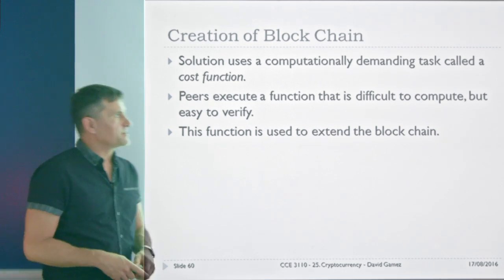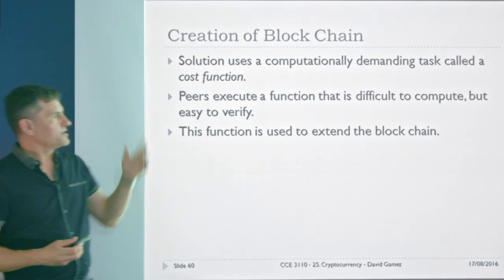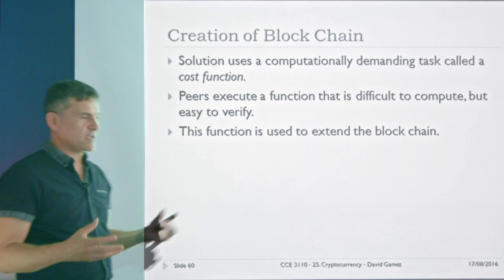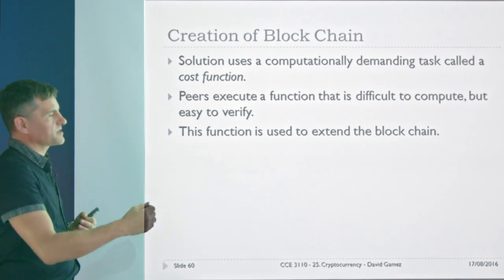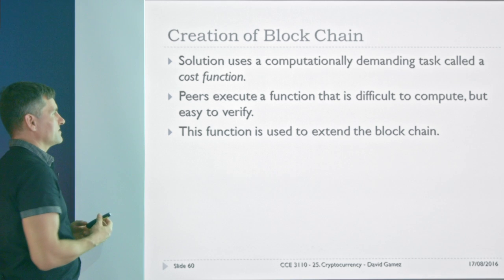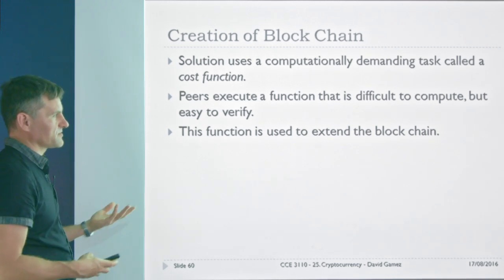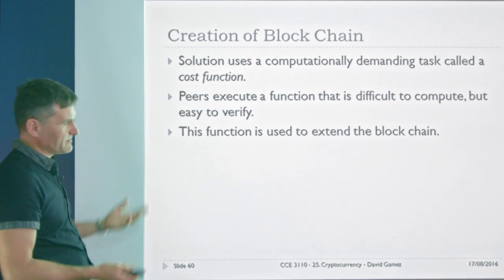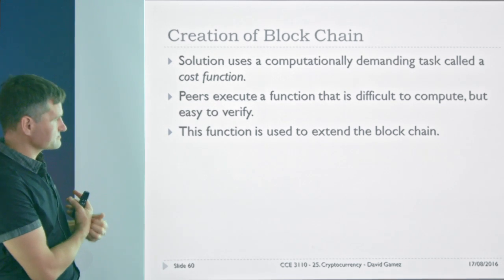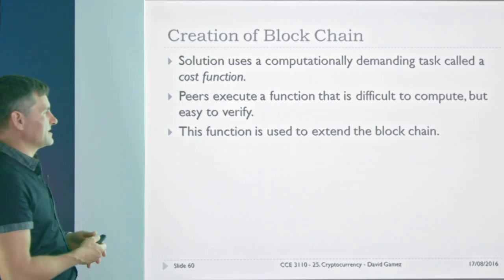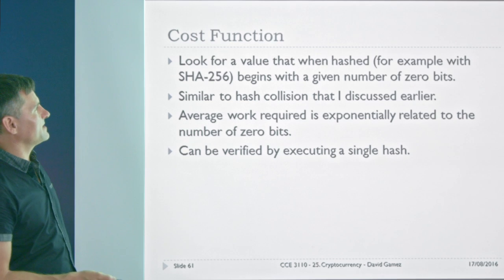A solution to this is to use a computationally demanding task that's called a cost function. So the blocks are generated by each of the peers executing a function that's difficult to compute but easy to verify. That's the crucial thing. You don't want a function that's difficult to compute and difficult to verify, because that will waste everyone's time. You want something that's hard to compute, so it's hard to extend the blockchain, but easy to check that the blockchain has been extended. And that's what I'm going to explain now.